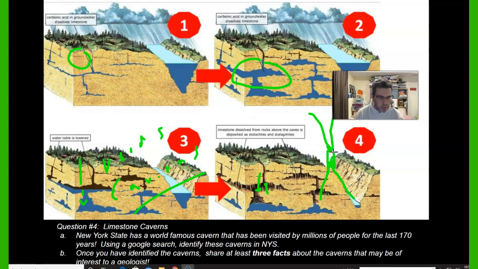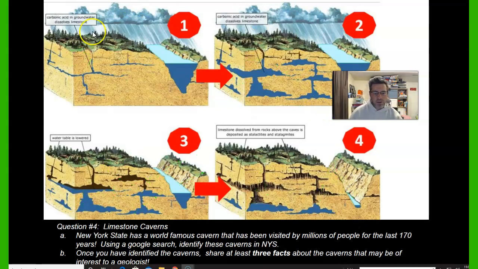Here's question number 4 for you. A, New York State has a world famous cavern that has been visited by millions of people for at least 170 years. It's been around for that long. Using a Google search, identify the caverns in New York State. B, once you've identified the caverns, share at least 3 facts about the caverns that might be of interest to a geologist. So we want to know about that.